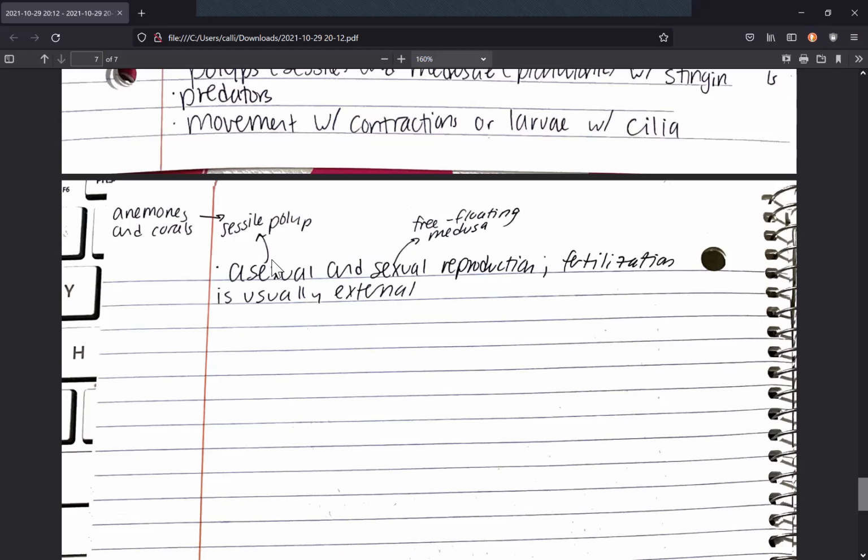Sessile polyps reproduce asexually, and these include anemones and corals. In free-floating medusae, which are the jellyfish that you see just out in the water, when you think of a jellyfish, you'll think of the medusa, those reproduce sexually, although fertilization there is usually external, outside of the body.